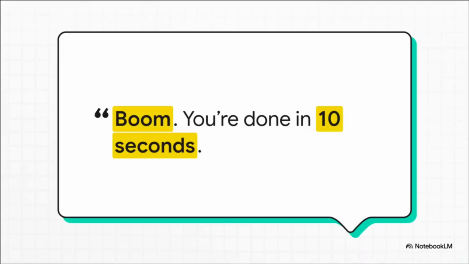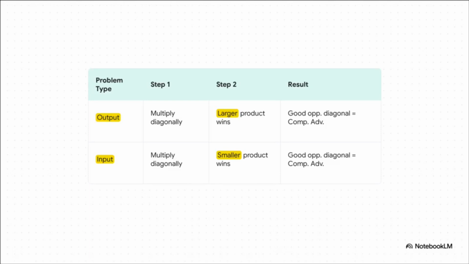And I'm not kidding. Boom. You're done in 10 seconds. No more trying to remember which fraction goes where or which number goes on top. Just multiply and compare. But what do those two numbers actually tell us? Okay, this table is the key. For an output problem, the larger of the two numbers wins. So in our example, 16,000 was the bigger number.